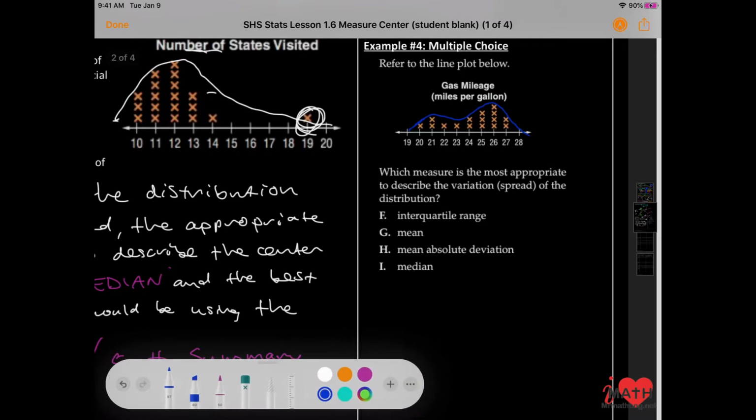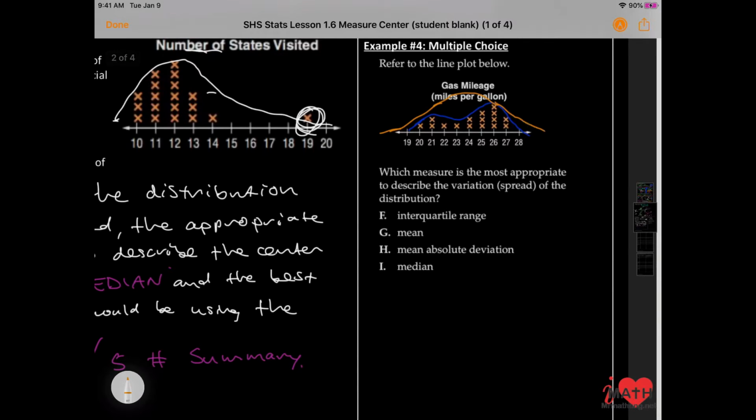If it looked normal, you would have something in orange, right? But you have some data missing, right? The piles are missing here. You're missing some numbers right there. So I would say that one is skewed. And if it is skewed, which measure is the most appropriate to describe the variation or spread?